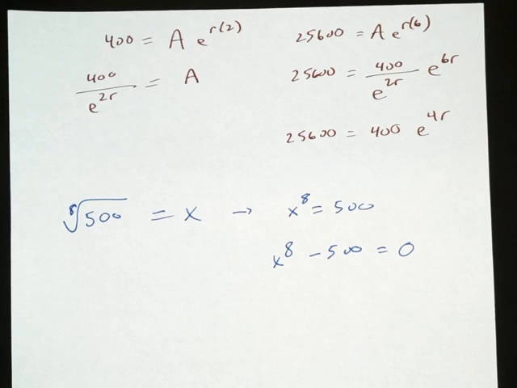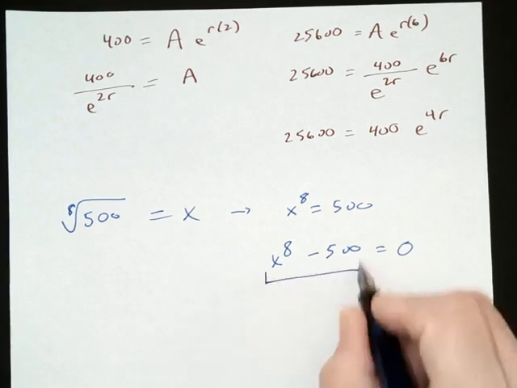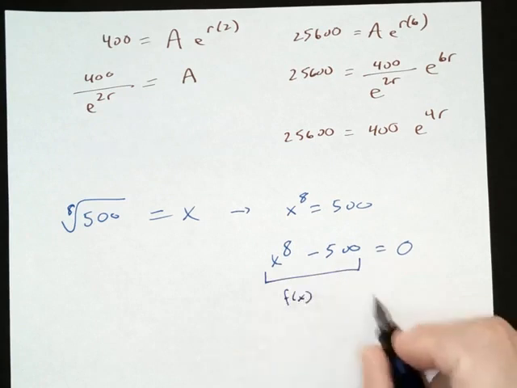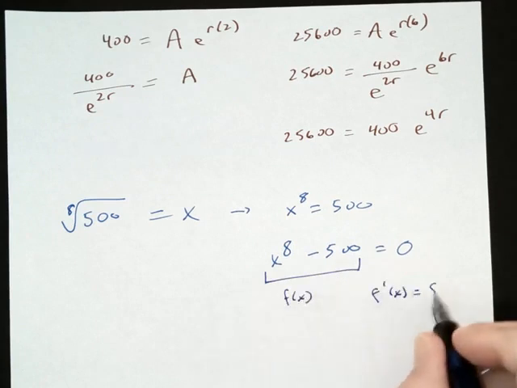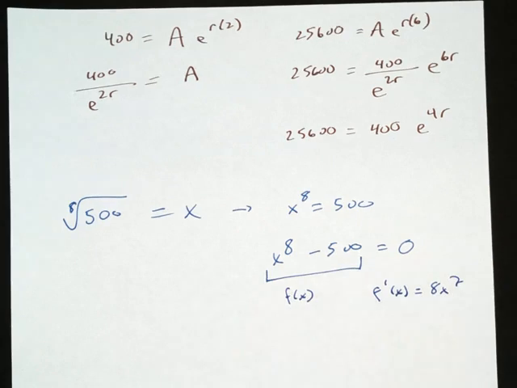It says do it to 8 decimal places. So you're going to keep going until you have 2 numbers in a row that are correct to at least 8 decimal places across the front. And again, this is my f of x. So f prime of x is pretty easy.